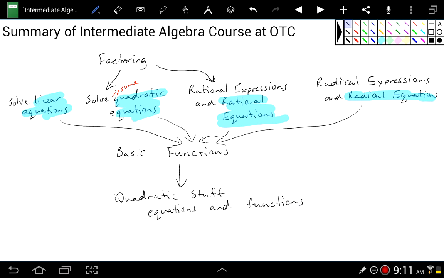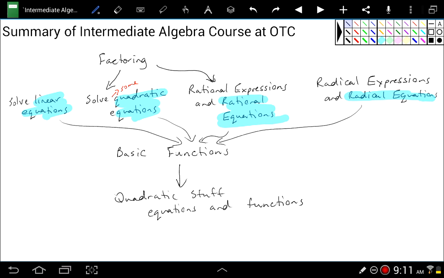So we'll take what we learned about basic functions and apply those to quadratic functions and analyze some properties that are specific to quadratic functions. And all of this is in hopes to prepare you for a college algebra course where typically the first topic you'll cover is functions, and almost everything you'll do will be based on functions.